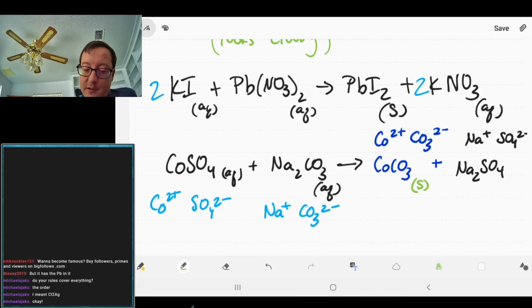With sodium sulfate, we have sodium there. We don't need to think about it. Anything with sodium is always soluble. Most sulfates are also soluble, but that's redundant. Sodium is enough to get us to say it's soluble. And so this is also a precipitation reaction.